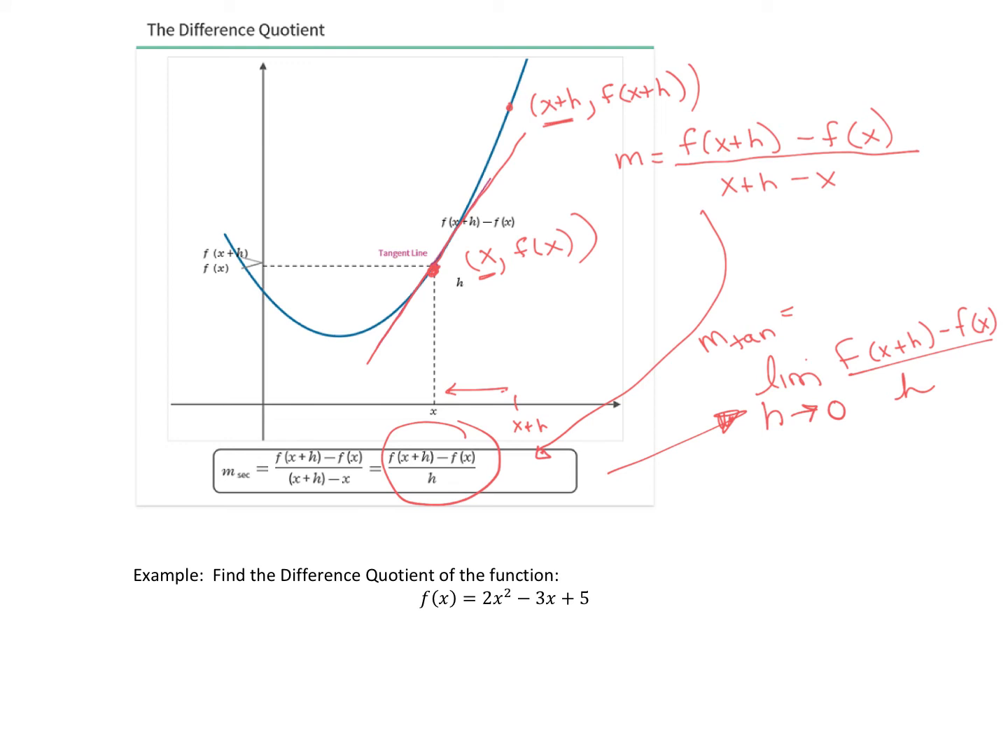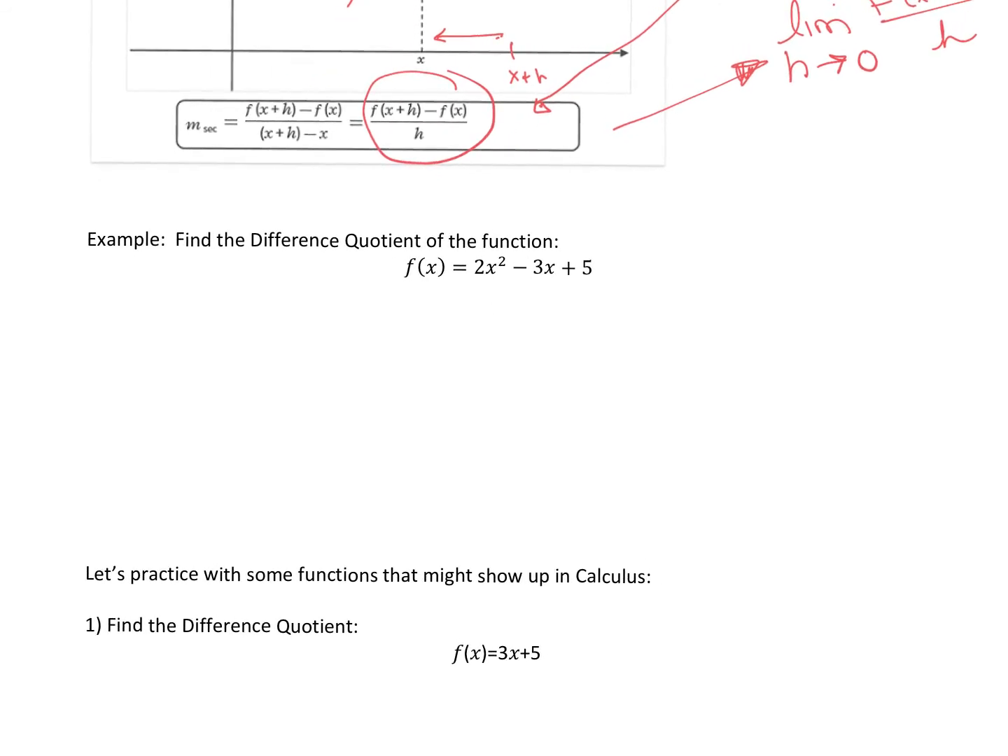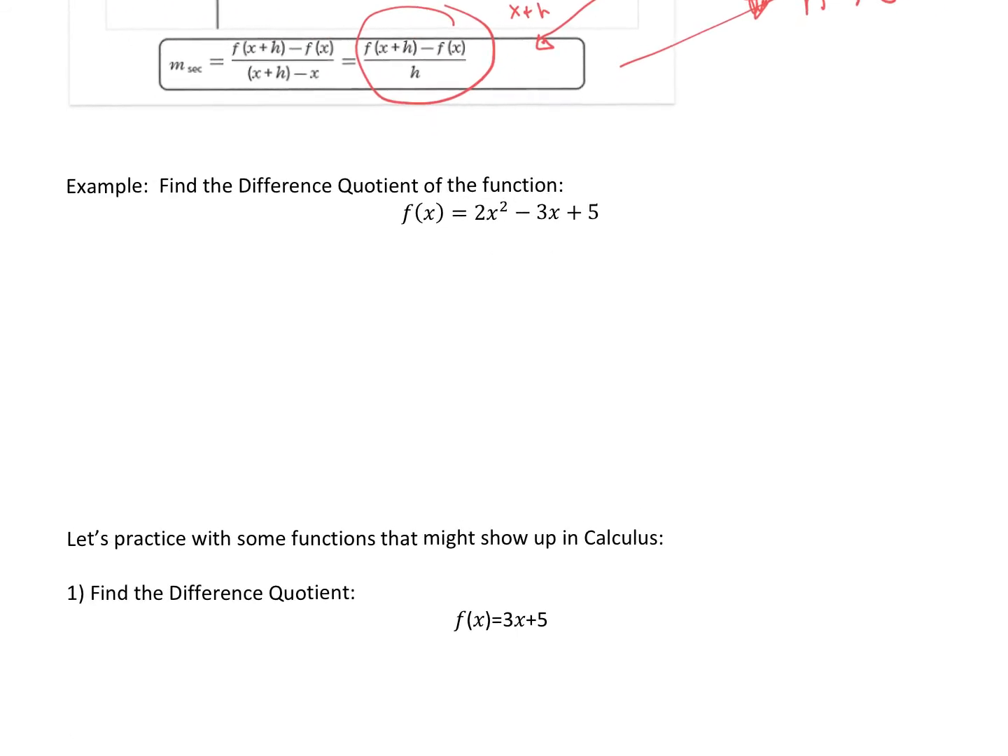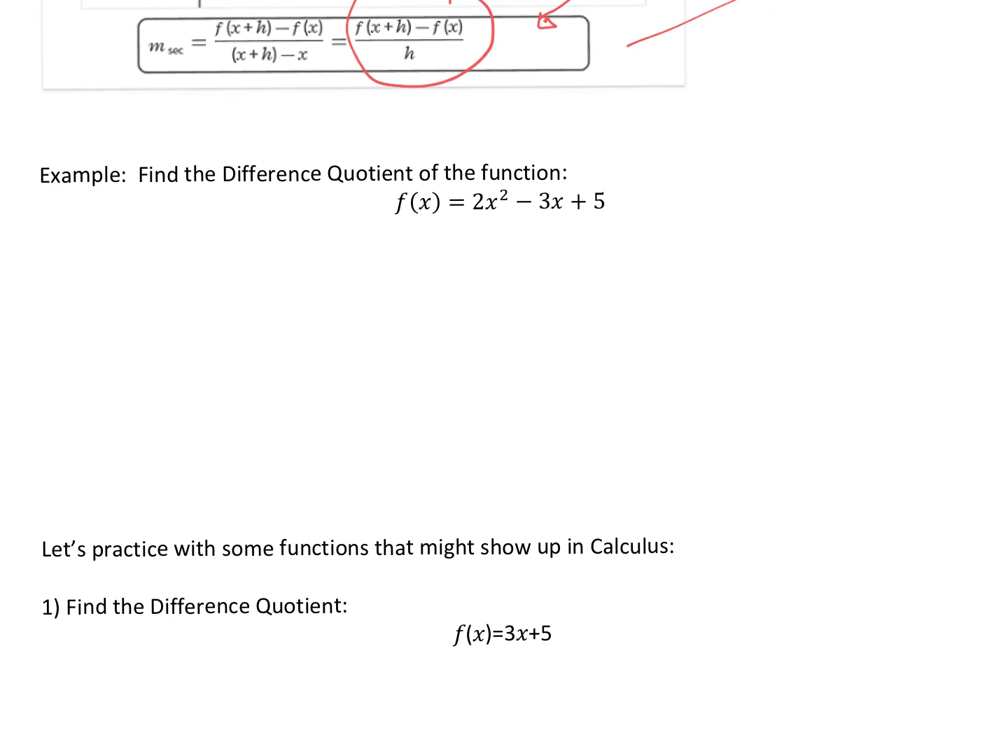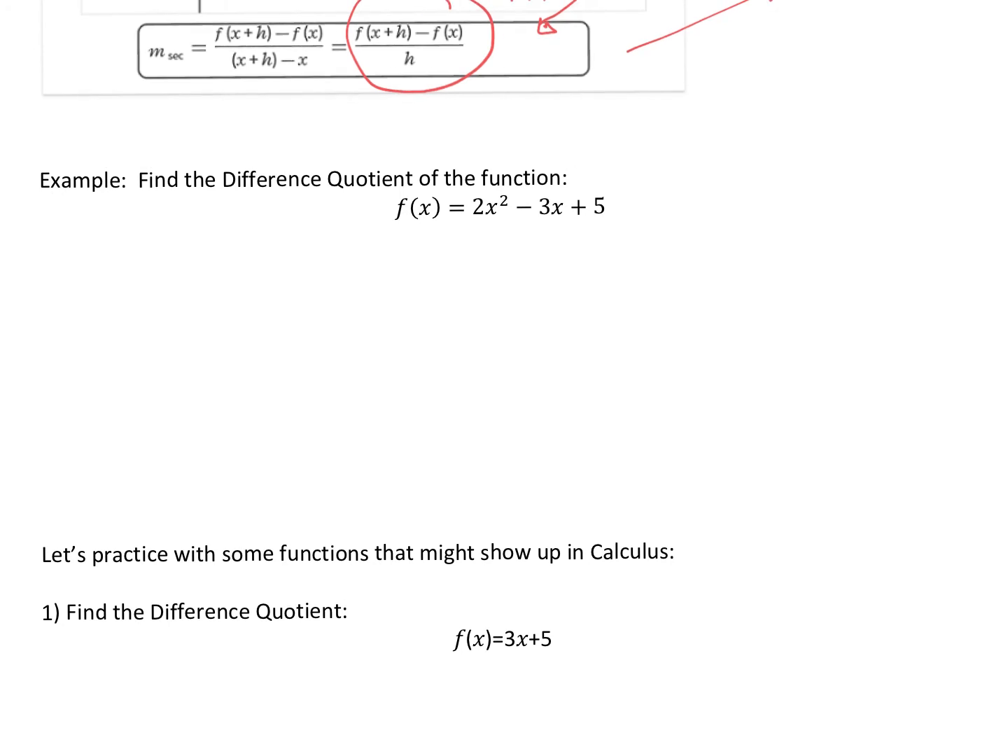So I've got a couple of examples here. Let's start with finding the difference quotient of the function 2x squared minus 3x plus 5. So just for reference here, I'm going to write down the difference quotient. I'll call it the DQ. f of x plus h minus f of x all divided by h.